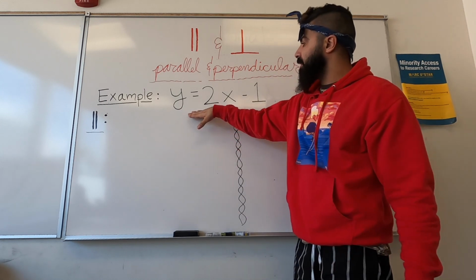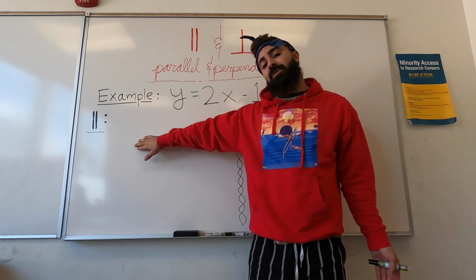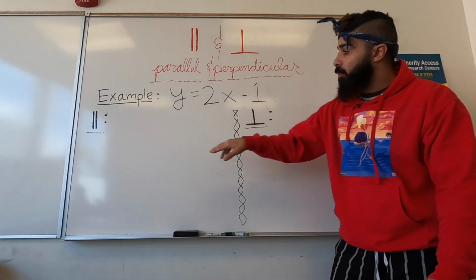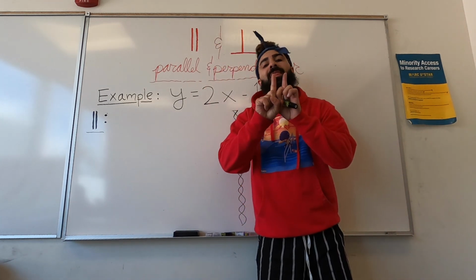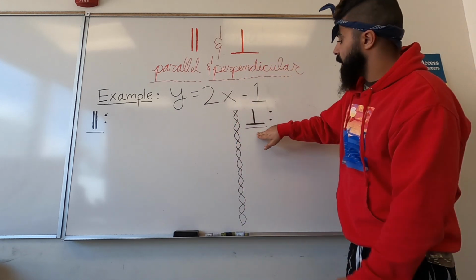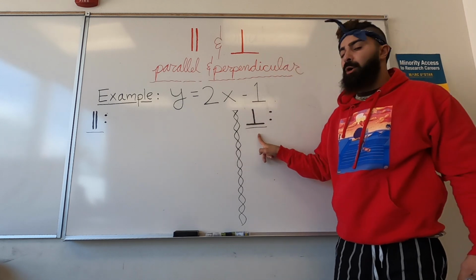So we're going to be given a line, and on one side I'm going to write the equation of a line that's parallel to it, and then on the other side I'm going to write the equation of a line that's perpendicular to it. Now, when you have two lines drawn right next to each other, like two L's, that's shorthand for parallel. And when you have two lines that are kind of perpendicular, like an upside down T, that usually stands for perpendicular.